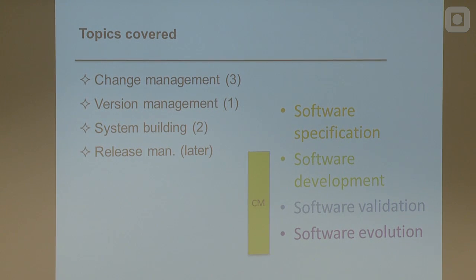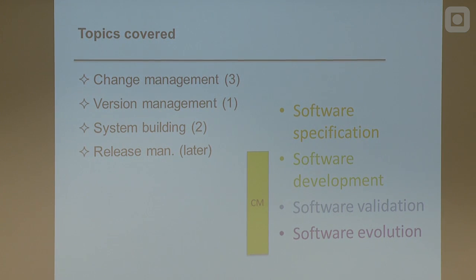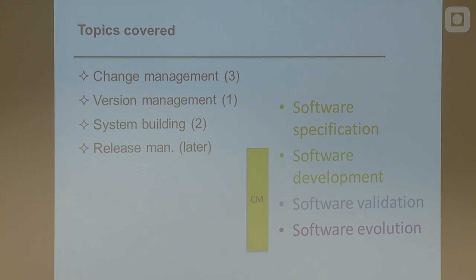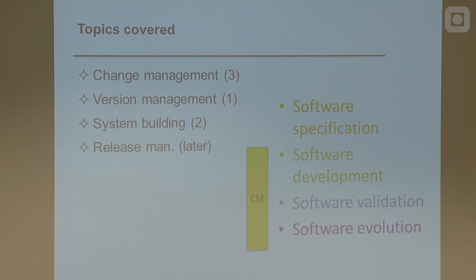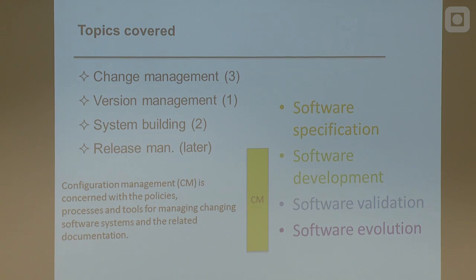It's the time when your system has been delivered at the customer site and is available for use. It is the time when users use the system, find errors, and eventually report these errors back to the development team. So CM is an orthogonal activity to development, validation, and evolution. CM is concerned with the policies, processes, and tools for managing changing software systems and the related documentation.